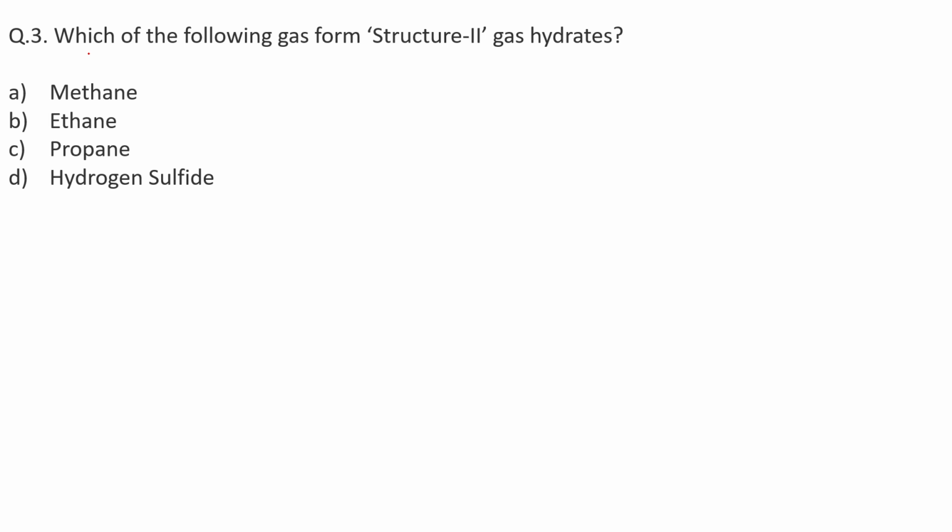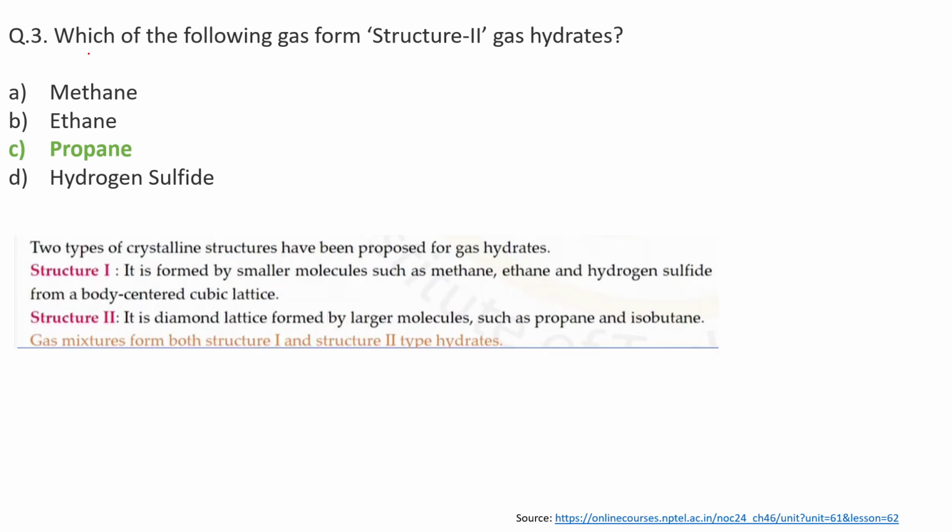The next question, question number 3, is: which of the following gas forms structure 2 gas hydrates? Options are A, methane, option B, ethane, option C, propane, and option D, hydrogen sulfide. So there are two types of crystalline structures which have been proposed for gas hydrates, structure 1 and structure 2. Structure 1 is formed by smaller molecules such as methane, ethane, and hydrogen sulfide, forming a body-centered cubic lattice. Whereas structure 2 is a diamond lattice formed by larger molecules such as propane and isobutane. Gas mixtures form both structure 1 and structure 2 type hydrates.